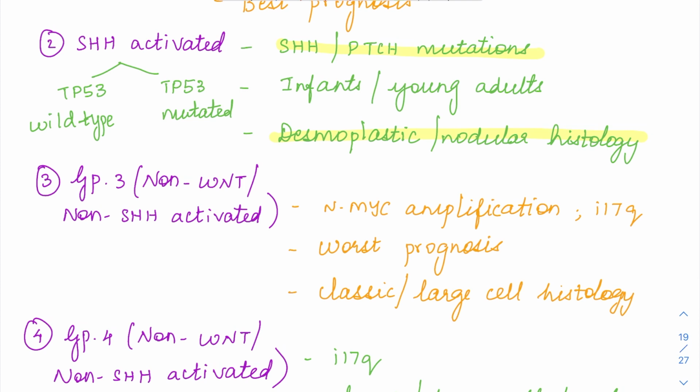SHH activated is further subdivided into TP53 mutated and non-TP53 mutated, or TP53 normal. So in the wild type, it is going to be of good prognosis. However, whenever TP53 is mutated, it is going to cause a bad prognosis. So this is going to cause bad prognosis.